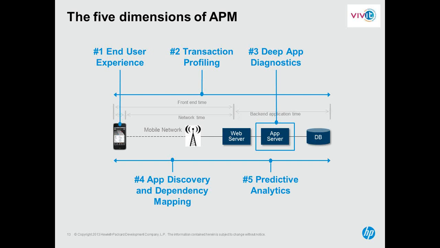Deep diagnostics of application, which is understanding up to the code level which particular code has been causing a slowdown in the application response for the end user experience. Being able to discover the applications and how they interact with each other is also called the discovery and dependency mapping. And finally, and most important, is the ability to predict that a certain business application is going to experience an end user performance issue in advance before it actually impacts the end user. So these are the five dimensions that were defined, and HP fits its solution exactly in these five dimensions to offer end user experience monitoring for mobile as well.